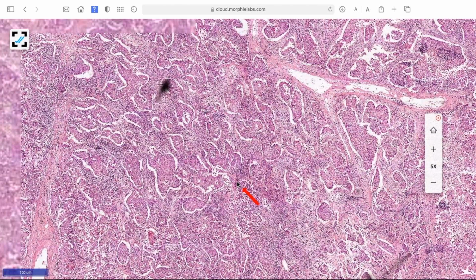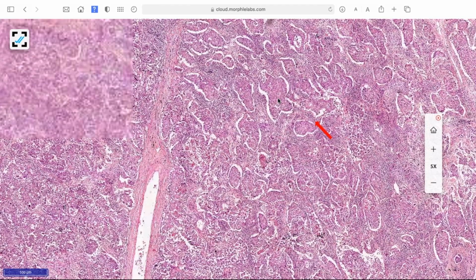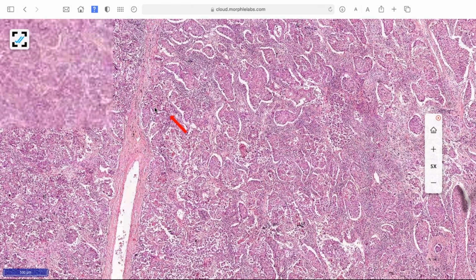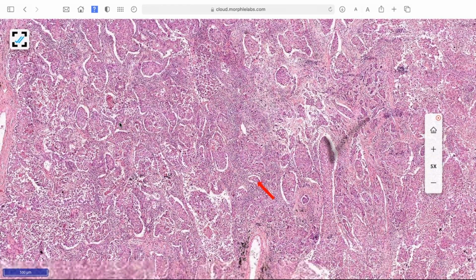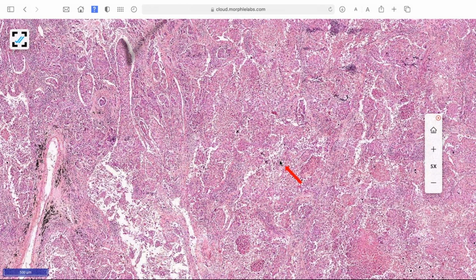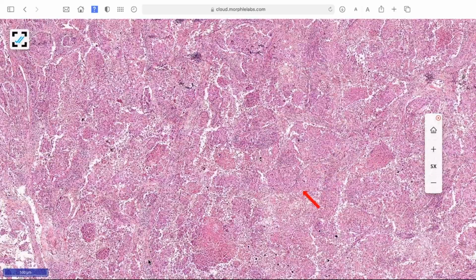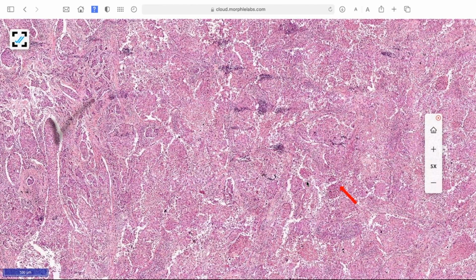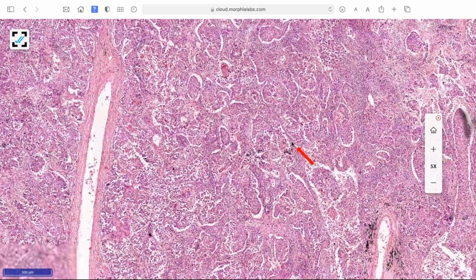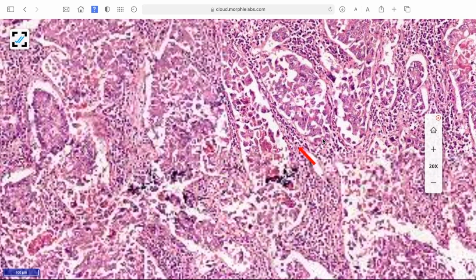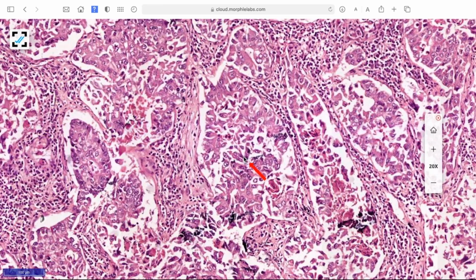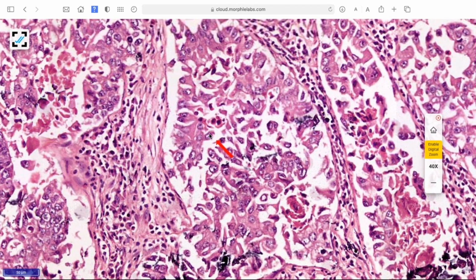So extensive necrosis, and see the organoid pattern. You have to think of large cell neuroendocrine because there is extensive necrosis and the tumor cells are arranged in an organoid pattern in the low power. Then we will go to high power. See the moderate amount of cytoplasm. How will you determine the amount of cytoplasm? By looking at the distance between the nuclei. If there is less cytoplasm, nuclei will be more crowded. Here they are more spaced.